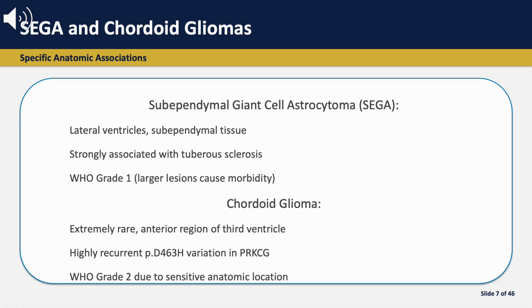Subependymal giant cell astrocytomas are low-grade astrocytic tumors arising within subependymal tissue, typically in the lateral ventricles, that are strongly associated with tuberous sclerosis. Although they are considered WHO grade 1, larger lesions may cause significant morbidity. Choroid gliomas are extremely rare tumors, most often located in the anterior region of the third ventricle, and carry a highly recurrent D463H variation in PRKCA. Given the sensitive anatomic location of these tumors, they are considered WHO grade 2.